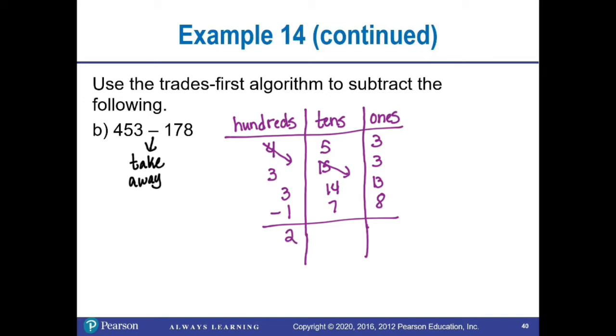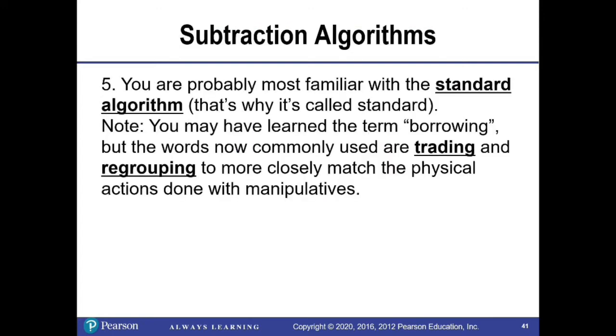3 minus 1 gives me 2 in the hundreds place. 14 minus 7 is 7 in the tens place. And 13 minus 8 is 5 in the ones place for 275.